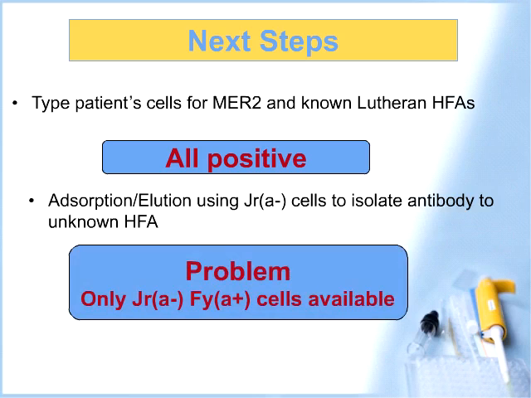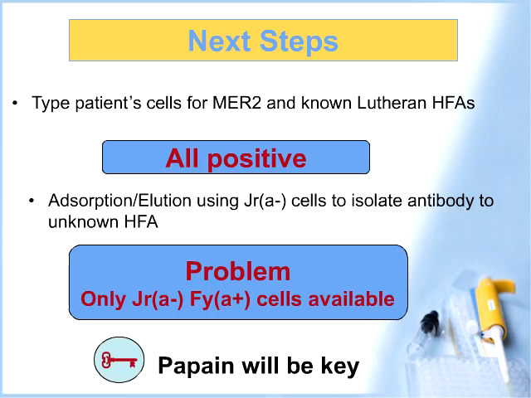And the problem was that the only JRA negative cells that we had enough of were Duffy positive. So we decided to go ahead anyway, because the papain test in this situation would be key. Even if we adsorb and elute anti-Duffy in addition to the antibody to a high-frequency antigen, if there's a negative test in papain, then that would indicate that it was probably Lutheran or MER2.